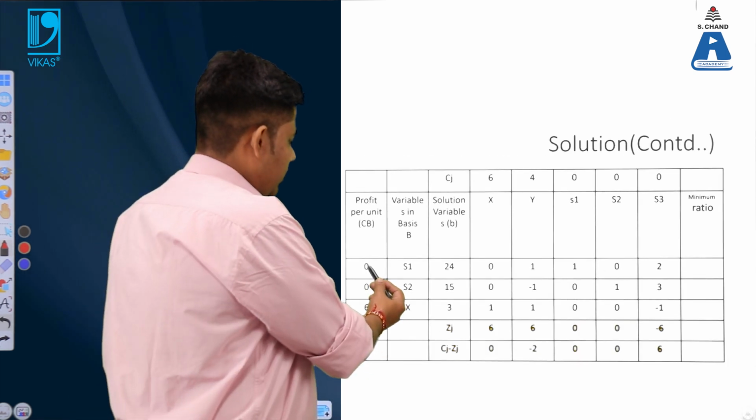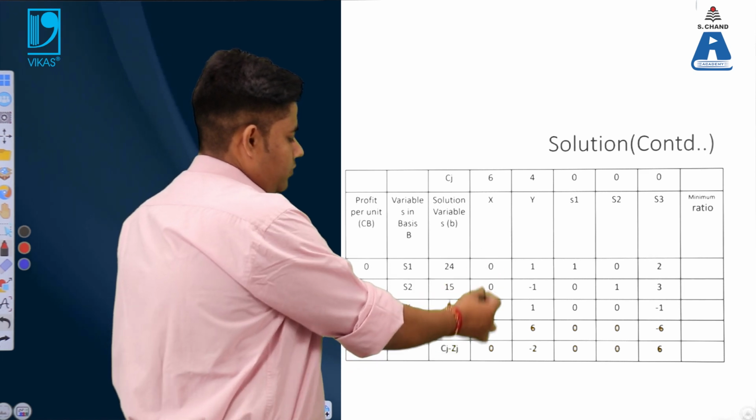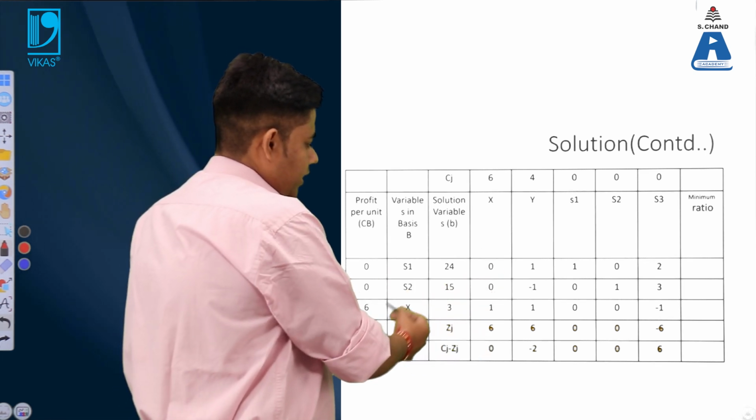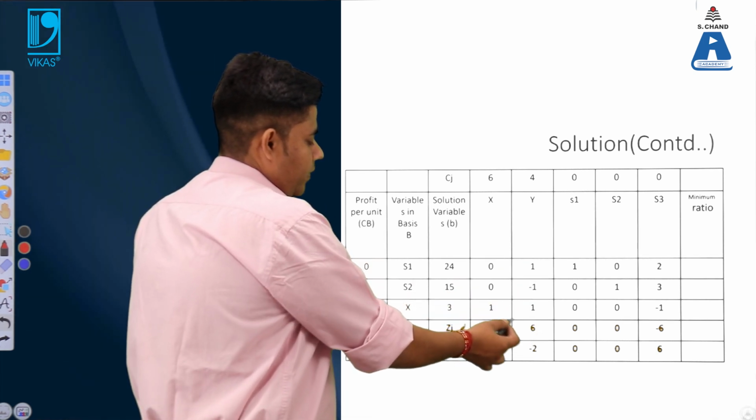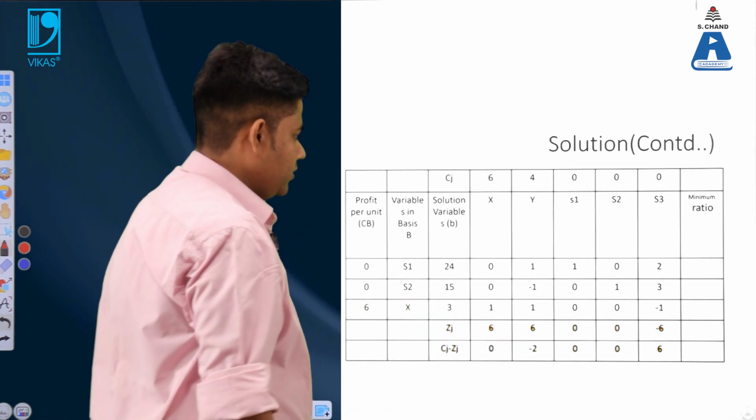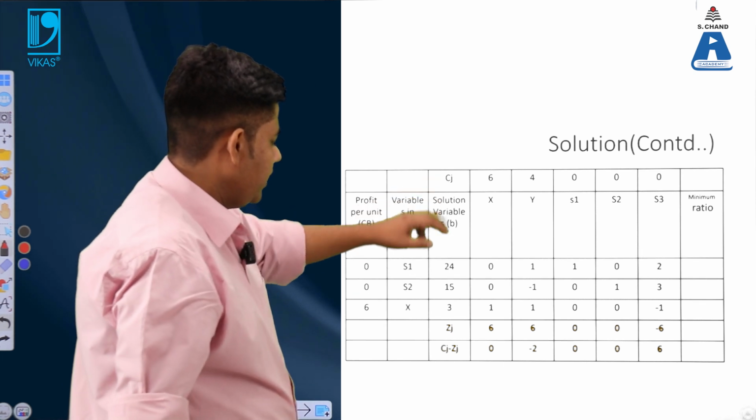I have told you that it's a sum product of these two columns. So I have written that. Then for the next set, this column and this column are to be multiplied and added. We'll get some values, and then we find out Cj minus Zj values.